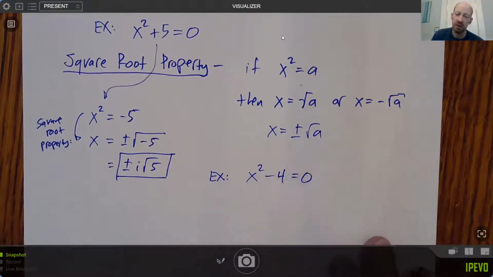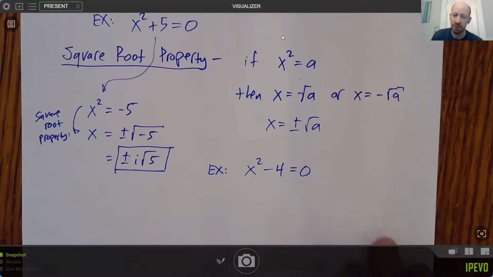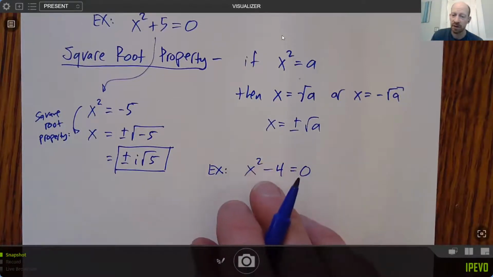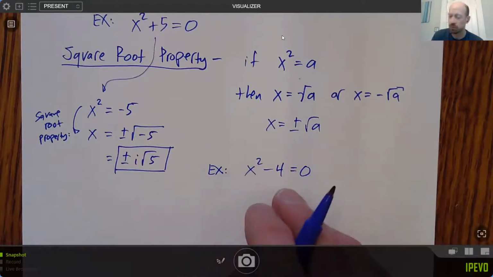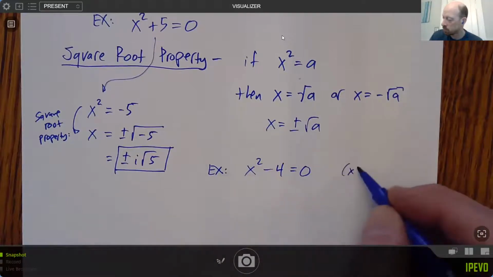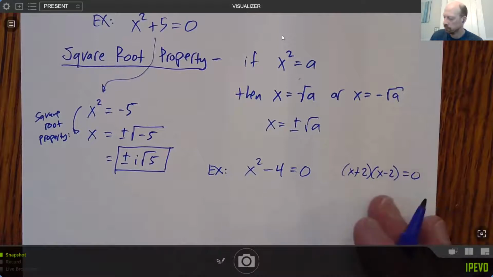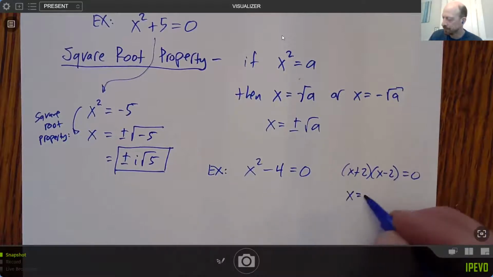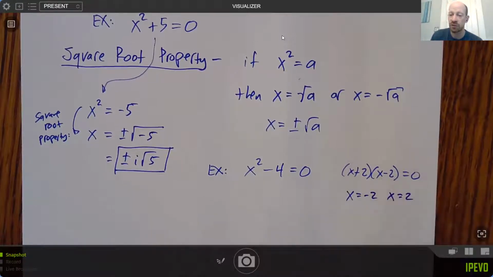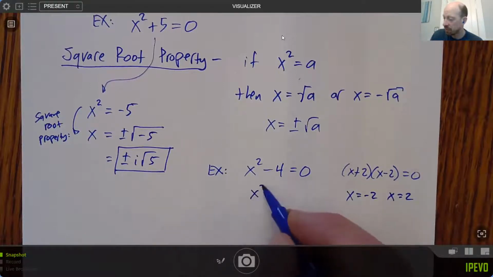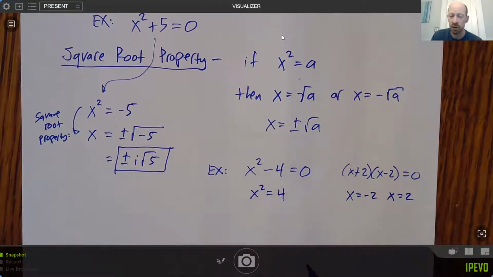You can use it even if the problem factors, of course. This one factors: x plus 2 and x minus 2. So you get those two solutions, x equals minus 2 and 2. And of course, you get the same thing by moving the 4 over and then using the square root property.